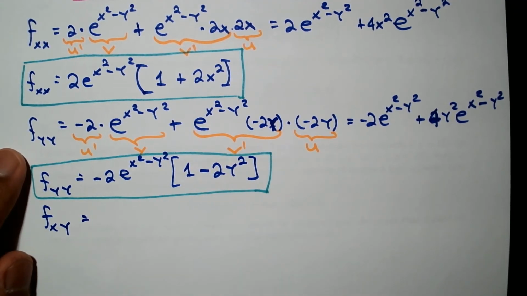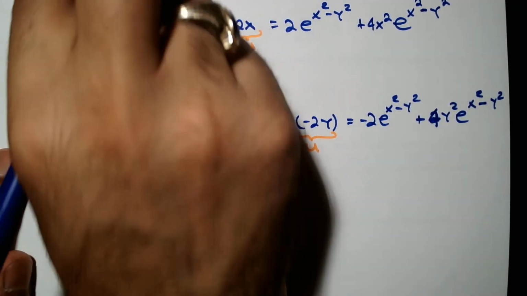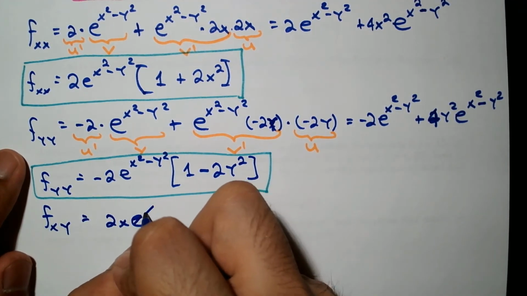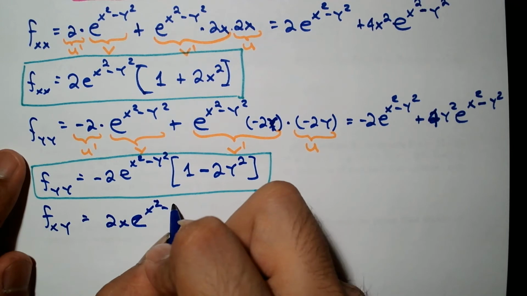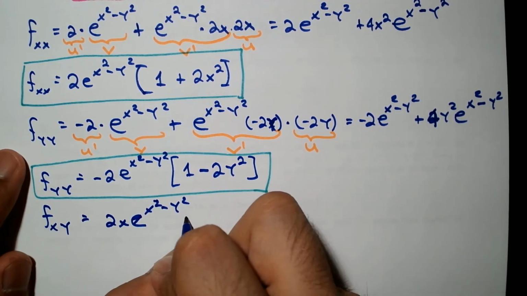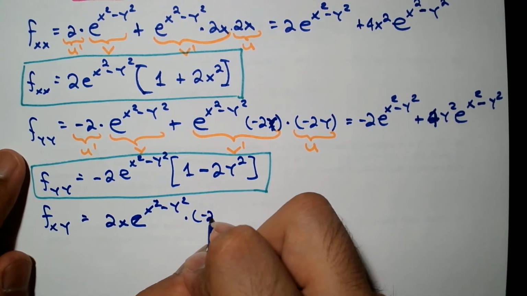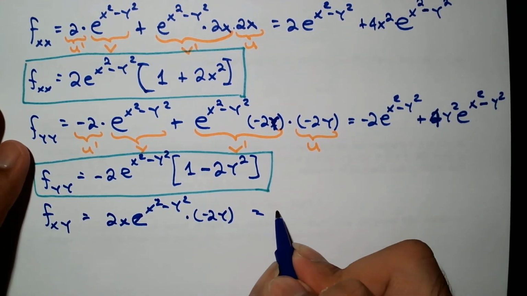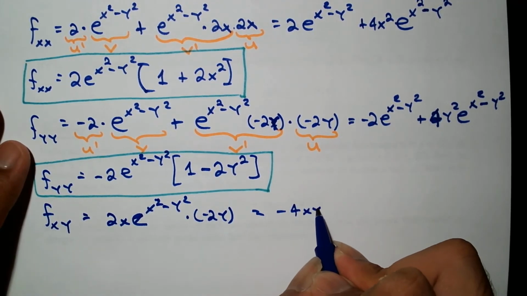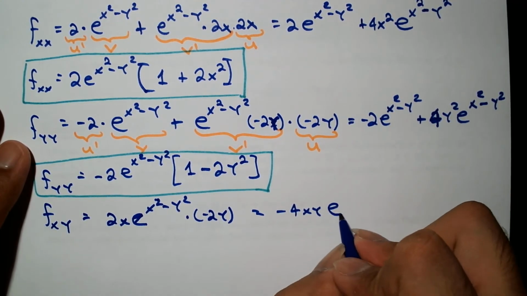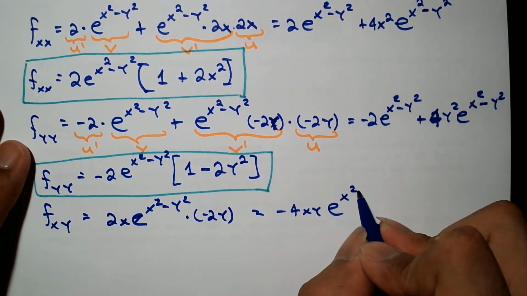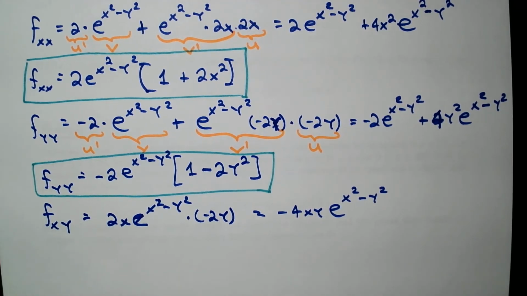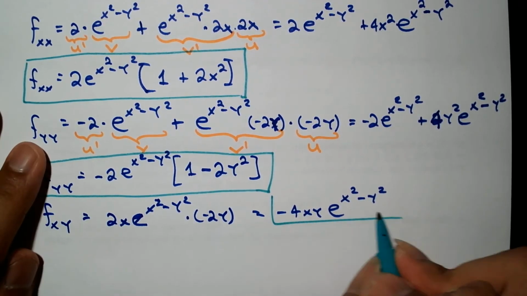So the derivative of some exponential function times a constant is itself times negative 2y, which in this case reduces to negative 4xy times e to the x squared minus y squared. Okay, which I will box as well.